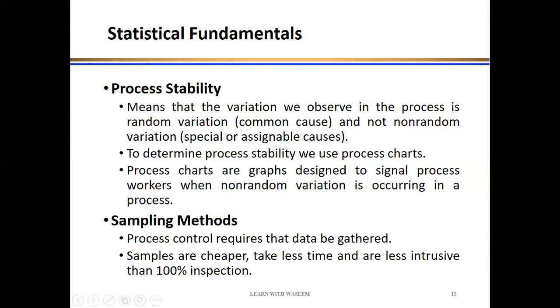To ensure the processes are stable, data are gathered in samples. Process control requires that data be gathered in samples. For the most part, sampling methods have been preferred to the alternative of 100% inspection. The reasons for sampling are well established. Samples are cheaper, take less time, they are less intrusive, and allow the user to frame the sample.